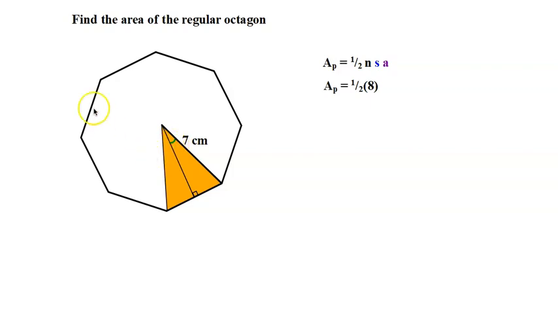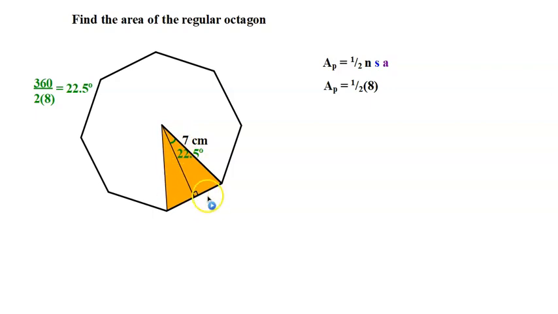Right, so it's a regular octagon. All of the central angles add up to 360. So what I can do is 360 divided by 8 times 2, because I want half of the angle, right? So that is going to be 22.5 degrees. All right, so we've got 22.5 degrees right there.